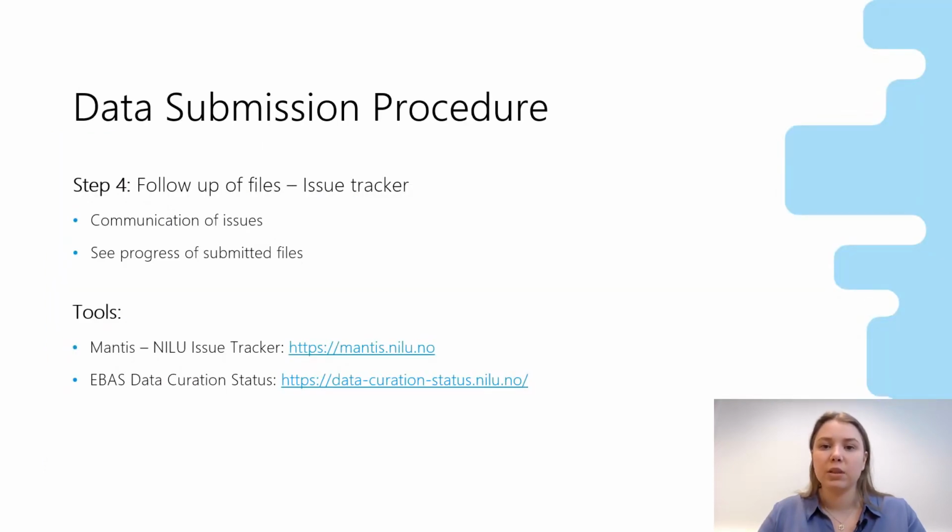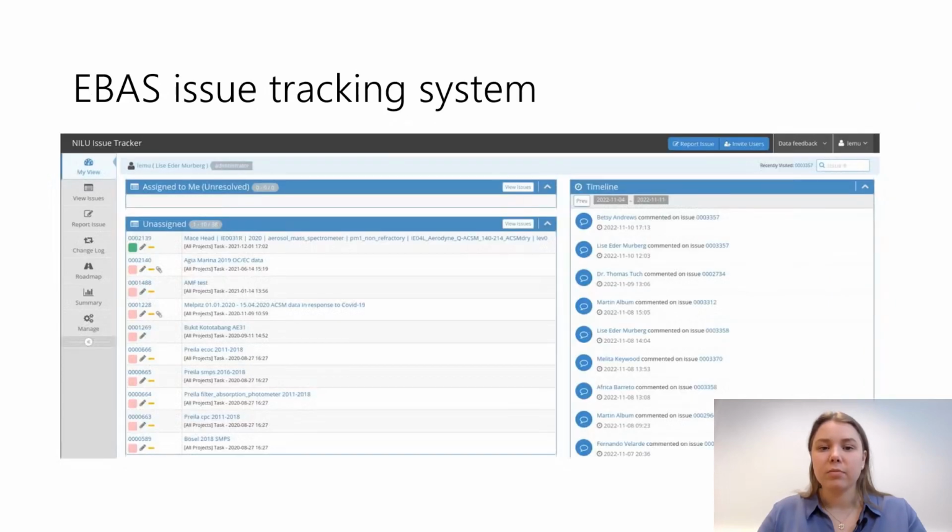Step 4 of the data submission procedure is the follow-up of files. Here we will communicate if we detect any issues, and you can see the progress of your submitted files. The tools used are Mantis, NILU's issue tracker, and a web page where you can see the EBAS data curation status. Mantis looks like this. If there are any issues, you will be notified by email. It's very important to answer all Mantis issues that appear for your data to be accepted.